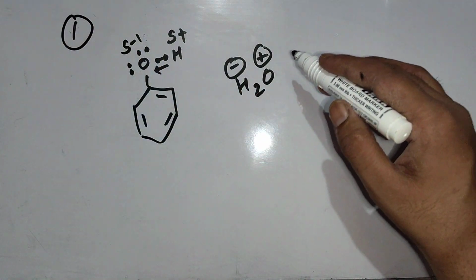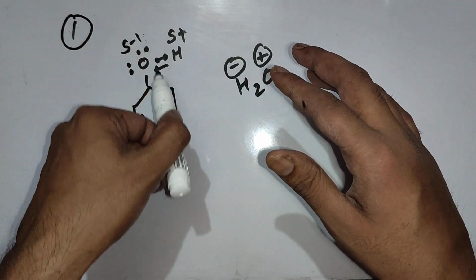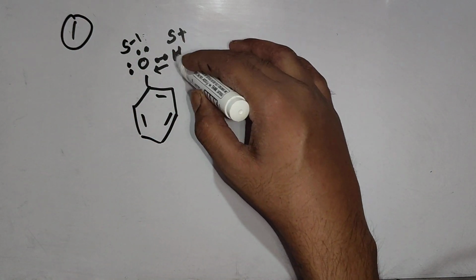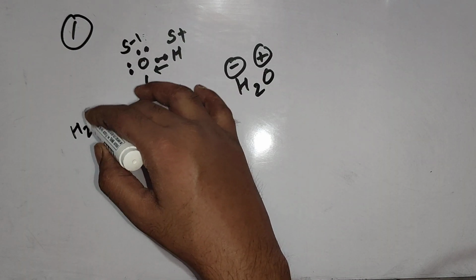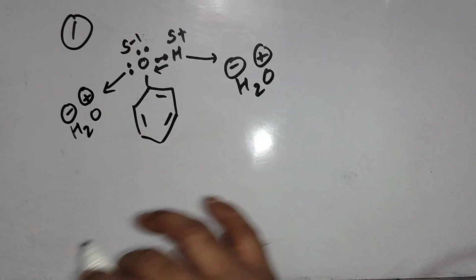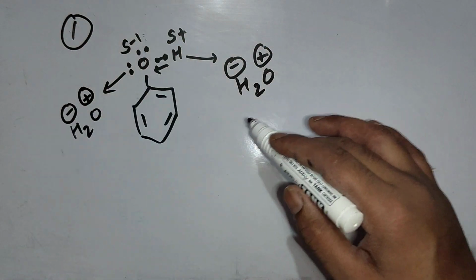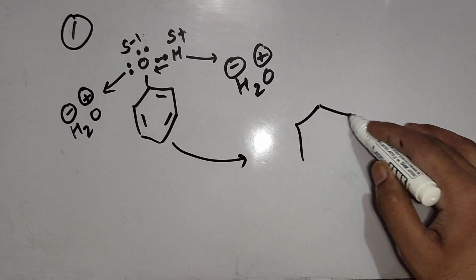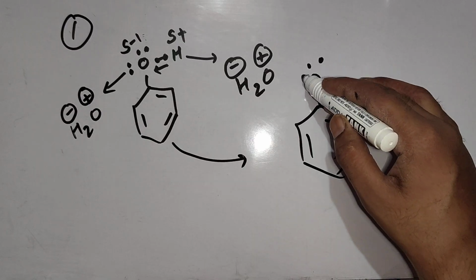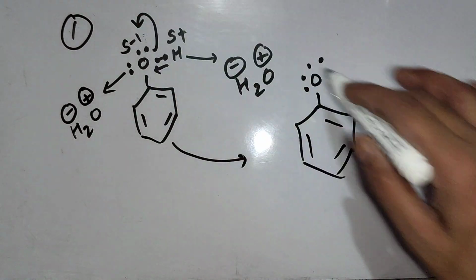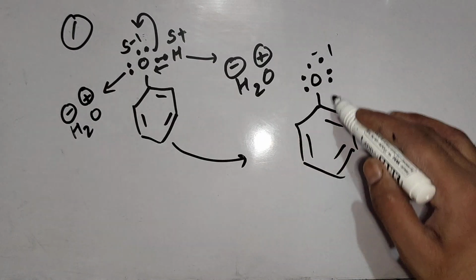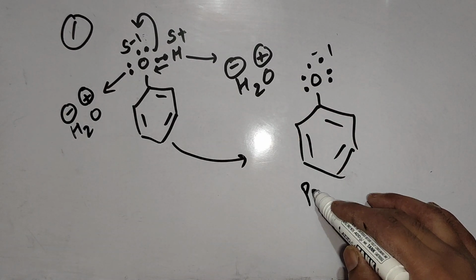So what will water do? Water will break this bond completely. With its negative field, it will attract the positive particle, and with its positive field, it will attract the negative particle like this. Due to which the bond between oxygen and hydrogen will break and they will turn to ions. Obviously, when the oxygen and hydrogen bond breaks, the electrons will completely transfer toward oxygen because oxygen is more electronegative. So your oxygen will become a completely negative particle, and this whole particle is known as the phenoxide ion.